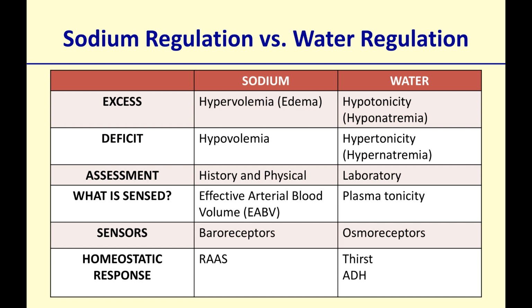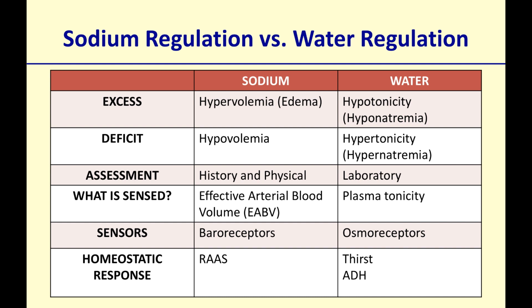What does the body sense? The body doesn't sense sodium directly. It doesn't even sense ECF volume. It senses the effective arterial volume. And what are the sensors? The baroreceptors. Okay. And what is the homeostatic response when the total body sodium goes up or down? The RAS system will inactivate or activate depending on what the body needs to do. So the renin-angiotensin-aldosterone system is a hormonal mediator for sodium balance.